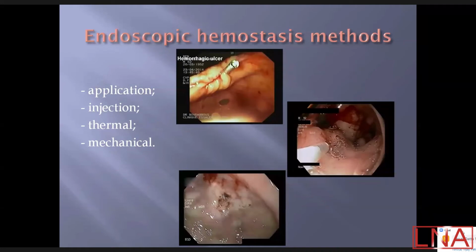Endoscopy hemostasis methods. In our lesson, I often speak and show video with methods. They are application, injection, thermal, physical, and mechanical methods. What do application methods of hemostasis mean?